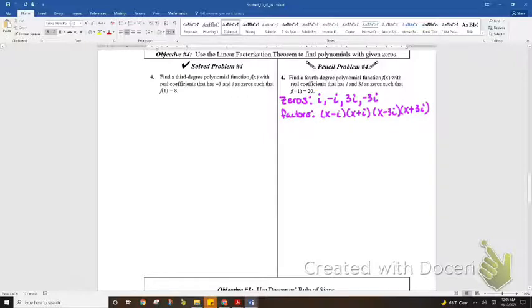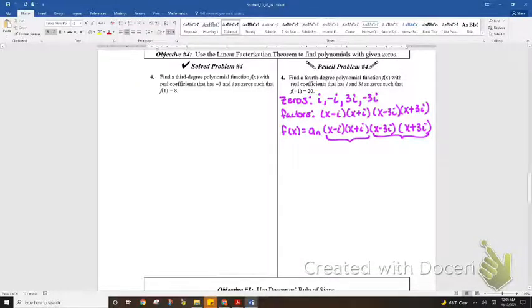And now we can start writing it out. So f of x equals a sub n times x minus i, x plus i, x minus 3i, and x plus 3i. Now we do have 4 things here being multiplied besides the a sub n. And so remember, we want to multiply our complex conjugates together. So I want to multiply those 2, and I want to multiply those 2 together.